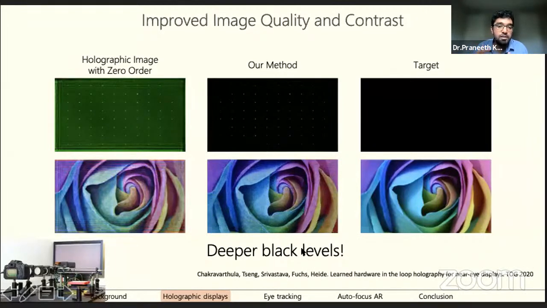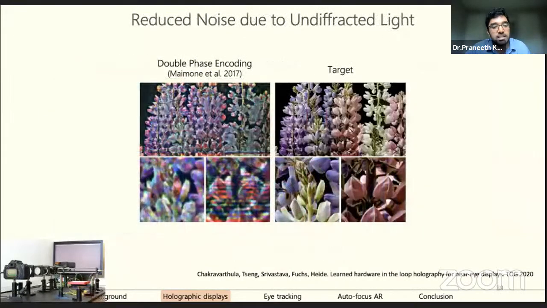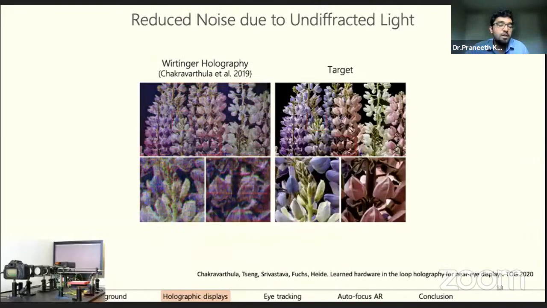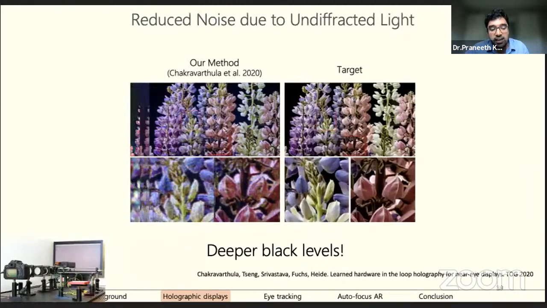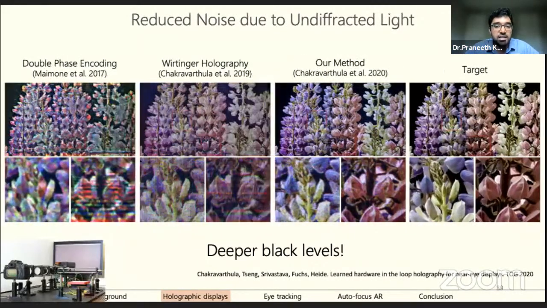So one of the difficult challenges in any display, and especially for a wave-based display, is to create absolutely dark regions. If you want to create a night sky with some stars and, say, a moon, that's an absolute difficulty to create in a holographic display. And with this kind of learned hardware in the loop, we can create images that are extremely high resolution and super high fidelity.